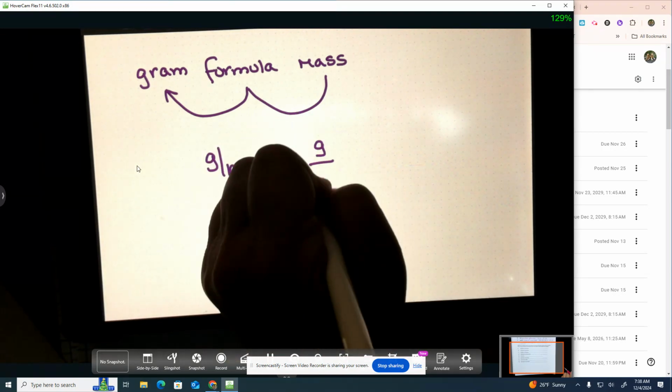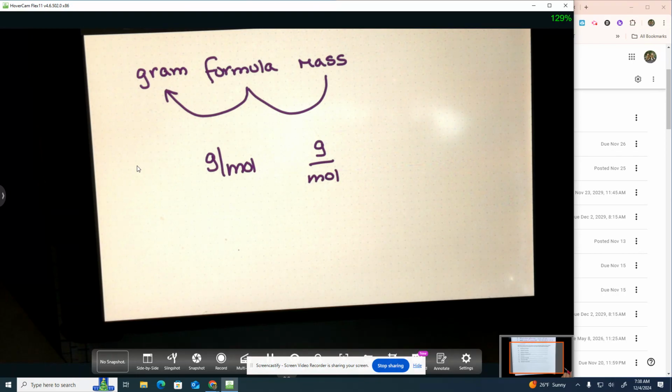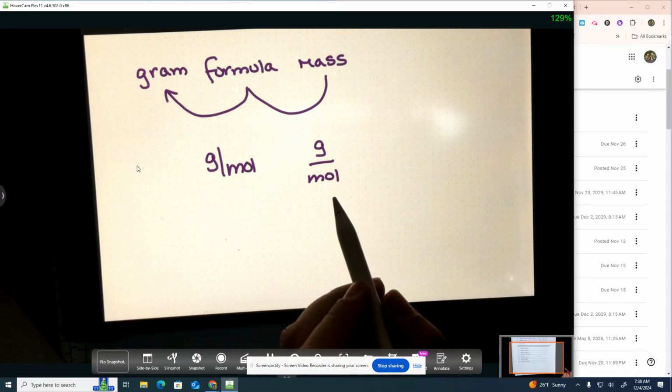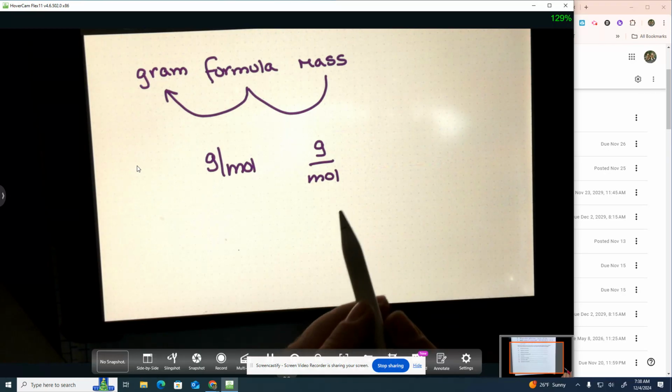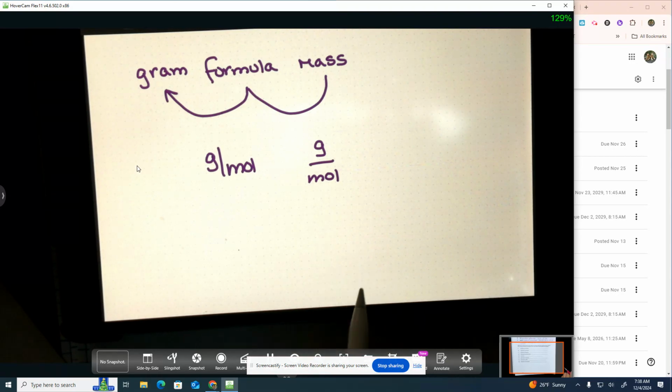You can write it here or you can write it like this. Grams per mole. Oh, I didn't tell you this. MOL is short for mole. MOLE. Is that what you were going to ask me? Why they took 1 letter off and said that's the abbreviation for it? I don't know, but they did. Okay? It's not G per M, because M would be meter. So it's grams per mole.